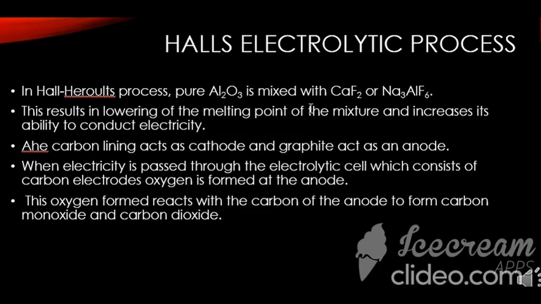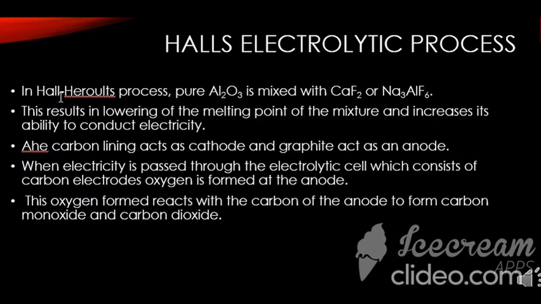Now the question arises: if you are going to reduce the aluminium, why are the calcium positive ion and sodium positive ion not reduced by the electrolytic process or the reduction process? The answer is very easy, my dears. In the electrochemical series, aluminium is placed in the lowest place. So that's why aluminium is reduced first, then calcium and sodium. So the problem is solved.